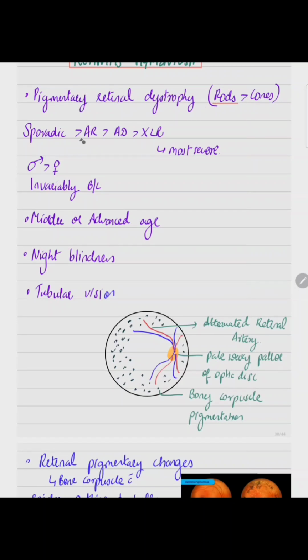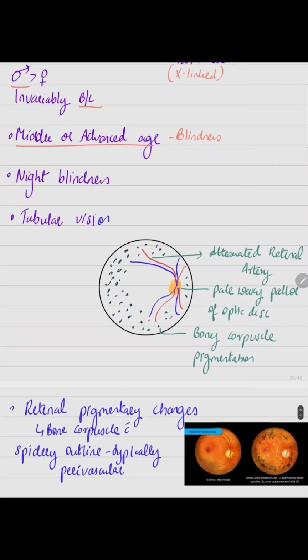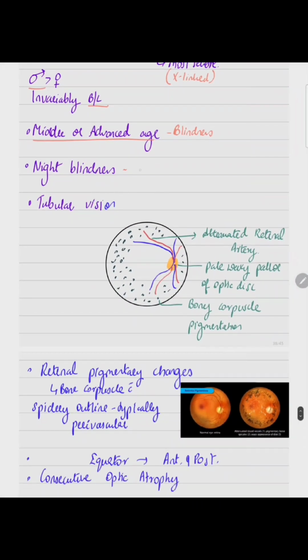It can be sporadic, autosomal recessive, autosomal dominant, or X-linked recessive, out of which X-linked cases are the most severe. Males are more affected, and invariably it is bilateral. It usually begins in childhood and often results in blindness in middle or advanced stages. Night blindness is a characteristic feature. It is due to the degeneration of rods.